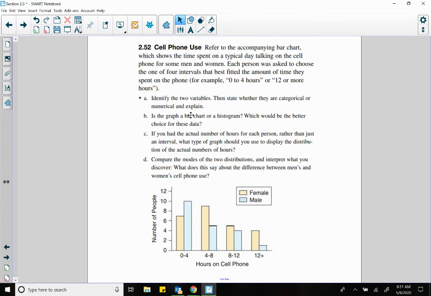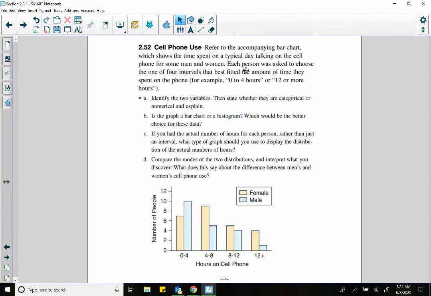Okay, so it says identify the two variables, then state whether they are categorical or numerical. So this is kind of taking everything that we know. So the two variables that we are working with are gender, so male and female. That's definitely categorical. Okay. The other one that you're working with are these four intervals. Now, I know counting up the number of hours you talk is numerical, but because they have made intervals here, this has now made it categorical. That's why I wanted to talk about this one.